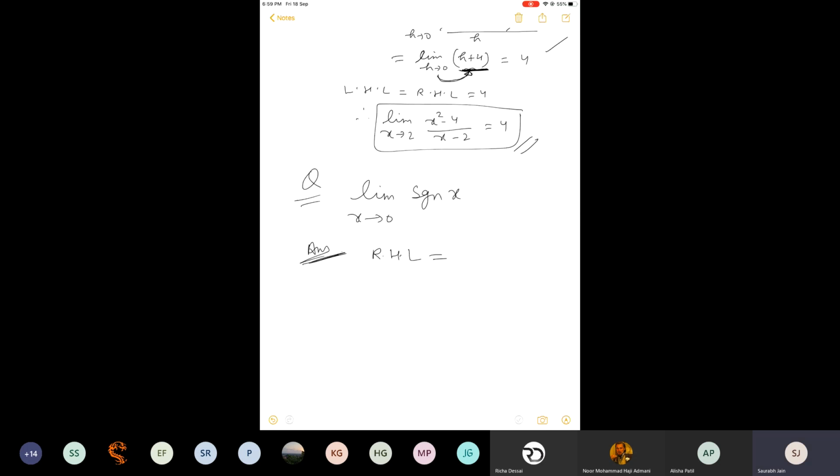How will we write RHL here? In place of x, we put a plus h. What is a here? A is 0. So how to find RHL? H tending to 0, and in place of x, you put a plus h. So this comes out to be equal to signum of h. Now can anyone tell me the answer?